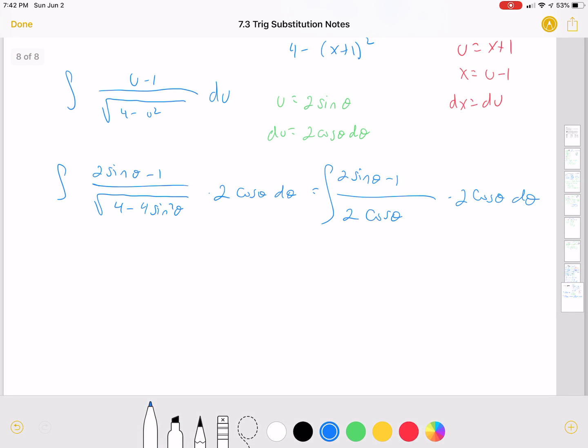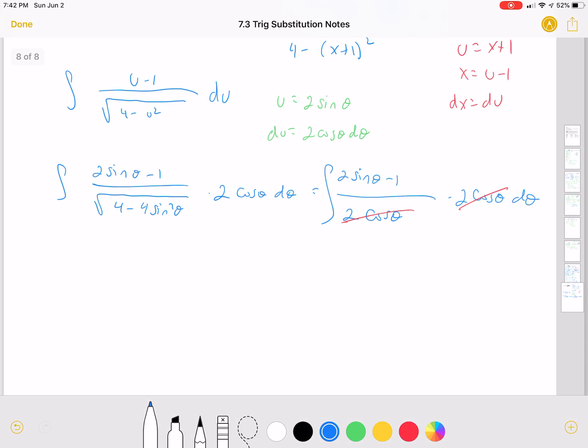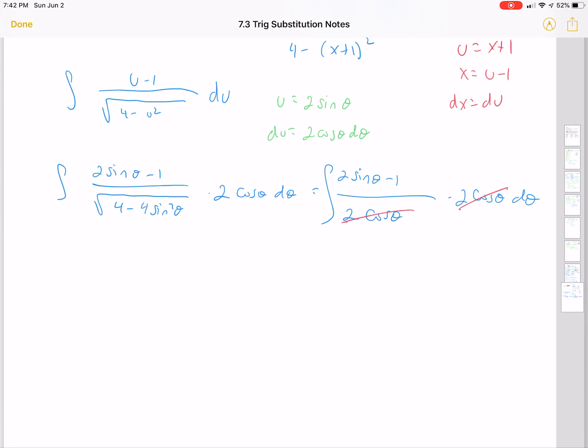Hopefully you followed that. This will actually simplify quite nicely. Because what you should be able to see now is I've got 2 cosine theta and 2 cosine theta. Those two things are going to go away, which is going to leave us with only the integral of 2 sine theta minus 1 d theta. So the antiderivative of 2 sine theta will be negative 2 cosine theta. The antiderivative of 1 is theta, plus c.